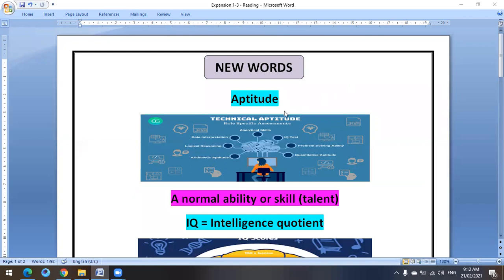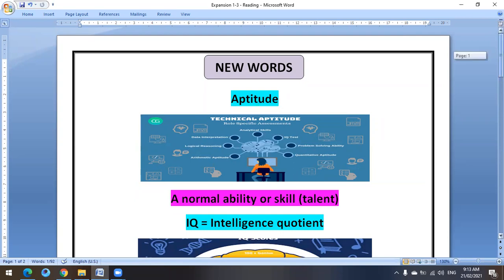So aptitude, talent, something which is natural. It's not a skill that you gain from your experience or from your daily life. No, it's natural inside your brain. That's what's meant by aptitude. Something which is natural, it's not gained from life.